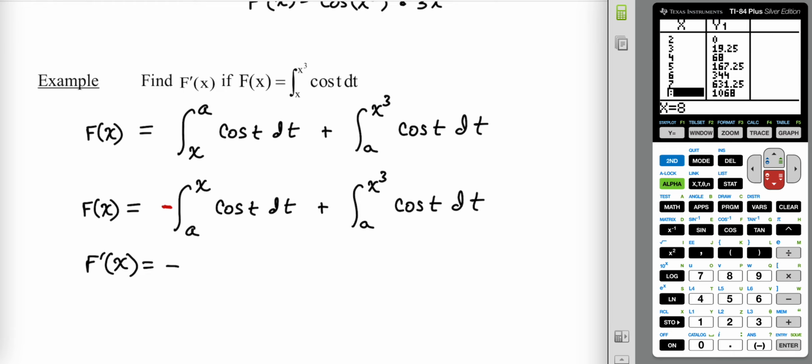is apply the second fundamental theorem, replace the t with an x here, so cosine of x, plus, and then replace the t here with an x cubed, so plus cosine of x cubed, but then multiply this one by 3x squared, which is the derivative of the upper bound of integration. And that's it.